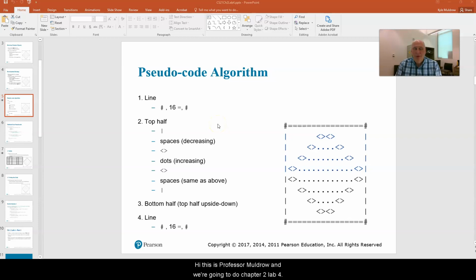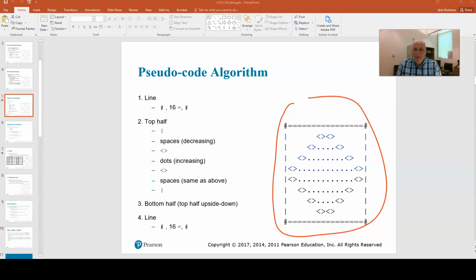Hi, this is Professor Muldrow, and we're going to do Chapter 2, Lab 4, where we are going to draw this figure. As you can see from the description on the left, the top and bottom lines of this figure are 16 equal signs with hashtag symbols on either side.